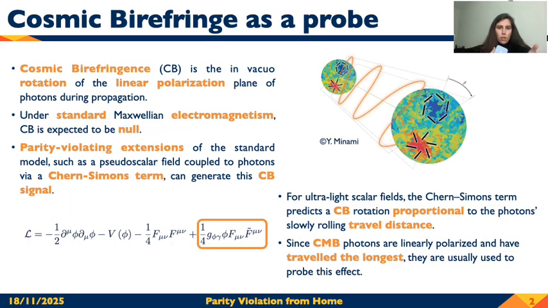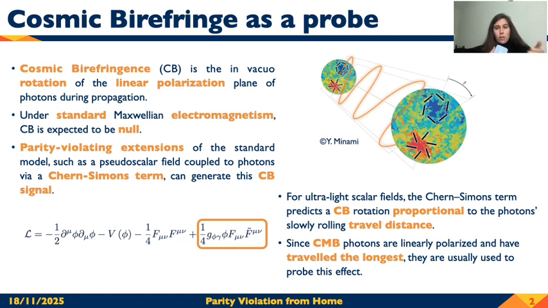So we use the term cosmic birefringence to refer to the rotation of the linear polarization plane of photons as they travel through the universe. In our standard model of electromagnetism, we expect this rotation to be 0, but there are some parity-violating extension models that can generate this effect. In particular, we can, for example, couple the photons to an ultra-light scalar field through a Chern-Simons term. So in that case, the rotation generated would be proportional to the distance traveled by photons.